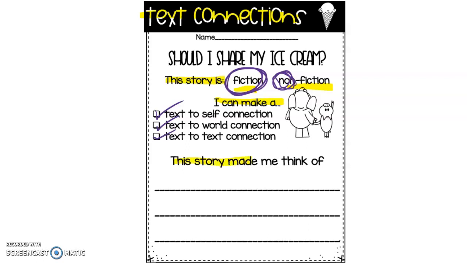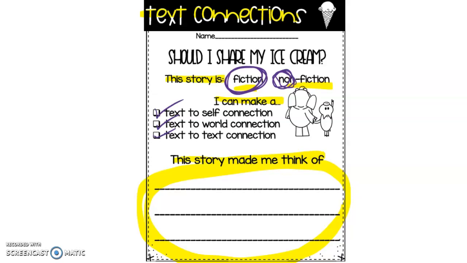So, as you were reading this story, what did it make you think of? Maybe it made you think of a time you had ice cream, or maybe a time that you and your friend were trying to share something. Go ahead and write about what this story made you think of.